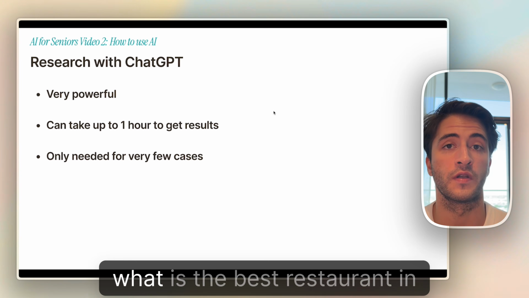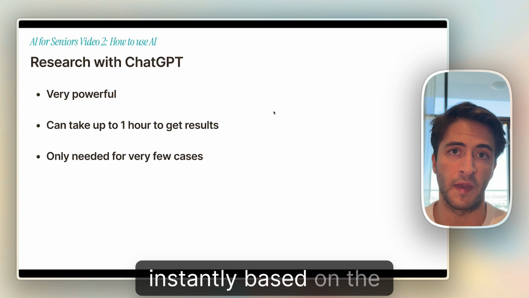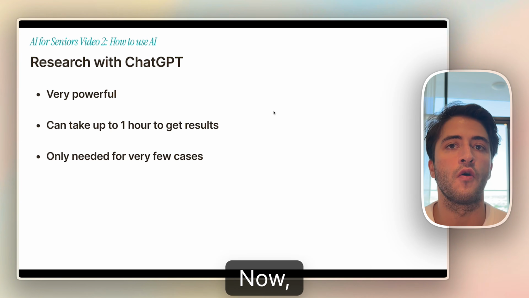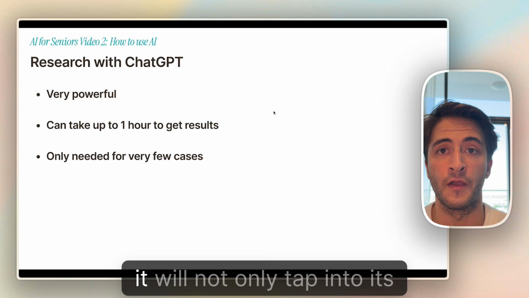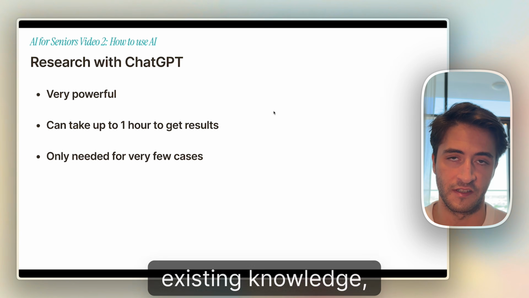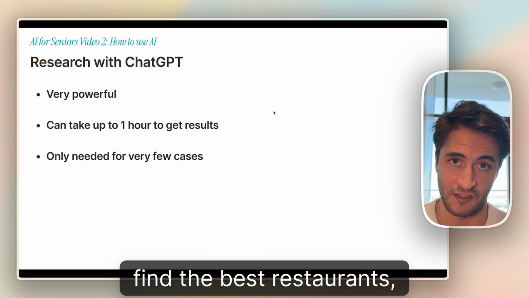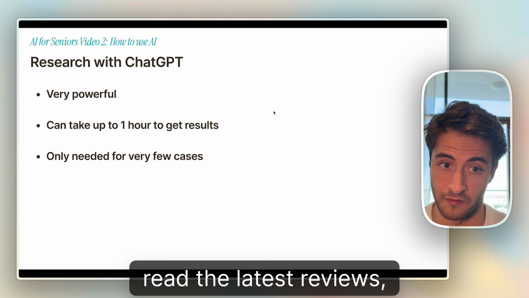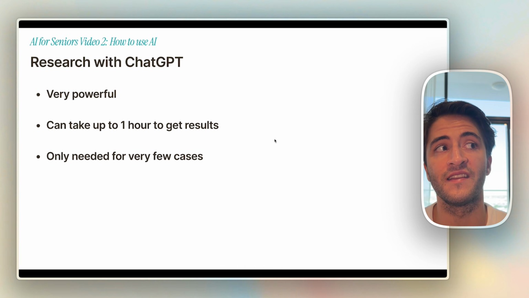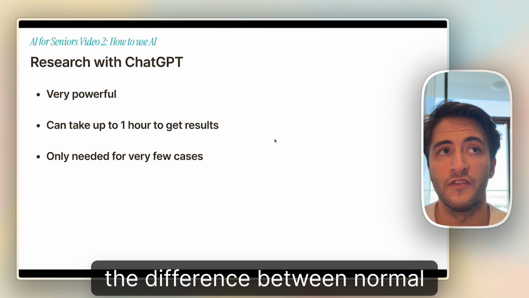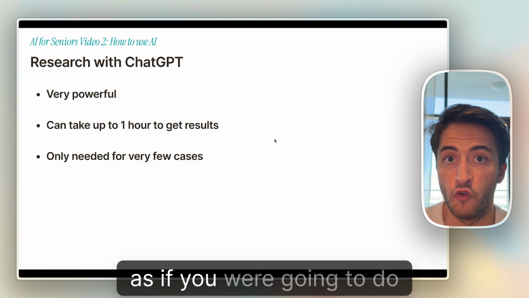So if you ask it, what is the best restaurant in my city? It will give you a response instantly based on the information it already has about your city. Now, if you ask it to do research on the best restaurant in your city, it will not only tap into its existing knowledge, but it will literally go into the internet, do searches, find the best restaurants, go online, read the latest reviews, and then give you that response, okay? So it's basically like the difference between normal questions in ChatGPT and research questions is the same as if you were going to do research.